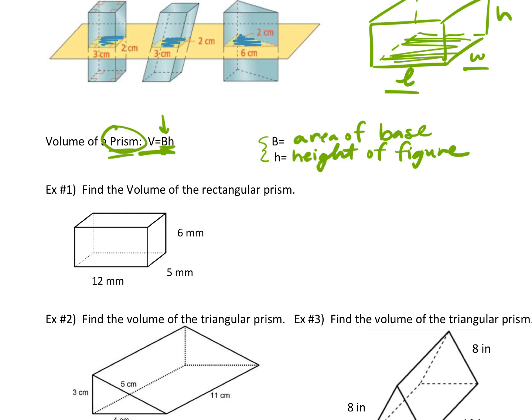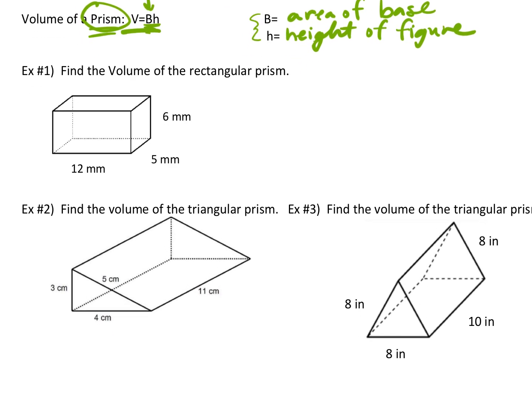So if they give you, in example 1 here, a rectangular prism, they're saying find the area of the rectangle and then multiply by the height of the figure. So if you want to think of a rectangular prism as L times W times H, because that's how you learned it, it's fine. You just can't do that if it's a triangular prism or if it's a pentagonal prism, right? So I'm going to keep with the BH just for consistency's sake.